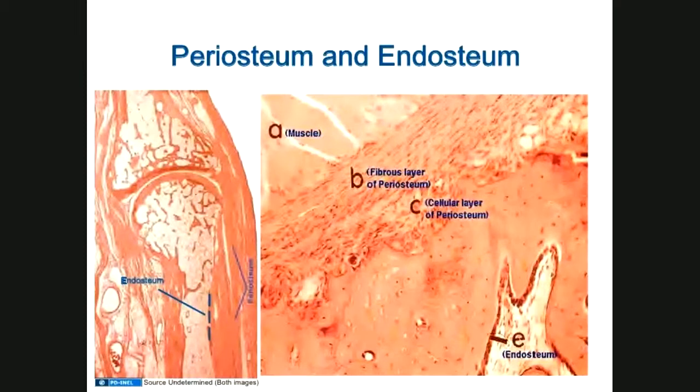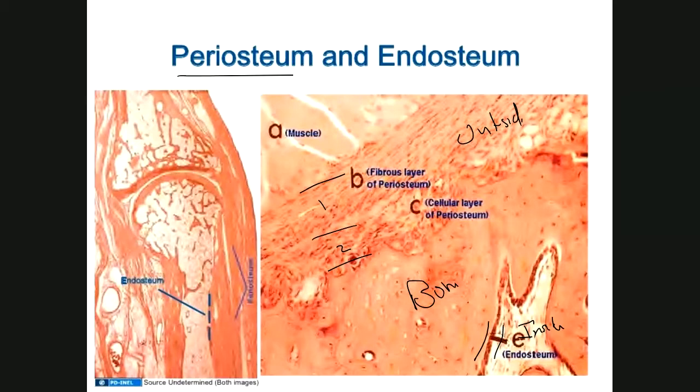Again, periosteum outside. So here's the periosteum. Endosteum inside. So here's the endosteum. So here's our bone. So outside 2 layers. Inside 1 layer. Does it make sense? Any questions?